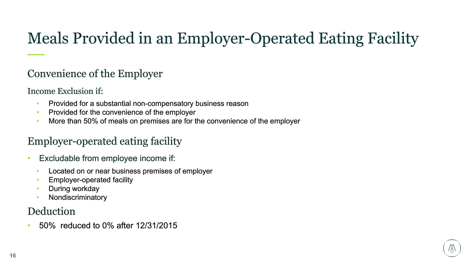in the subsequent slide. It has to be more than 50% of the meals are on the premises for the convenience of the employer. And clearly, obviously, it's going to be an employer-operated eating facility located on or near the business premises, because if it's for the convenience, it needs to be there. Employer-operated facility during the workday, and it can't be discriminatory, which is a pretty straightforward rule.